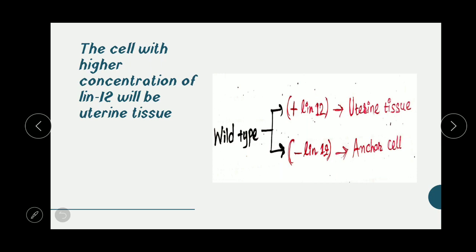In the wild type individual, the cell which produces a higher concentration of lin-12 molecule will become the precursor for the uterine tissue, and the other cell, which produces a lesser quantity or no quantity of the lin-12 protein molecule, will become the anchor cell. We will discuss this in detail. At this stage we must remember that the cell with higher concentration of lin-12 will become the precursor for the uterine tissues, and the cell with no or very little or negligible concentration of lin-12 will become the anchor cell.